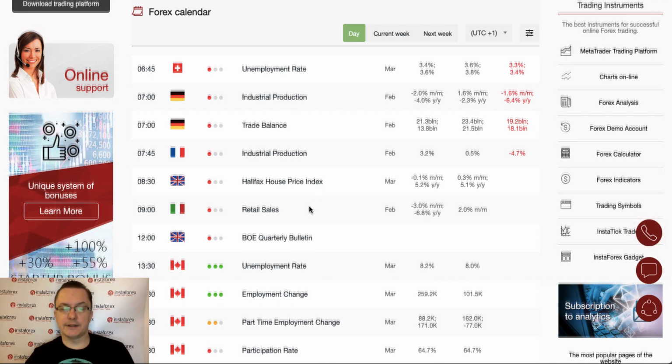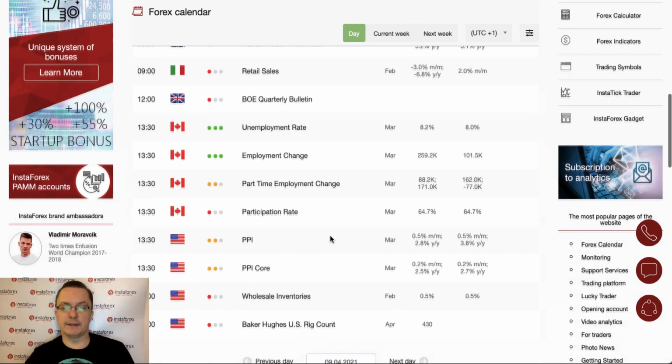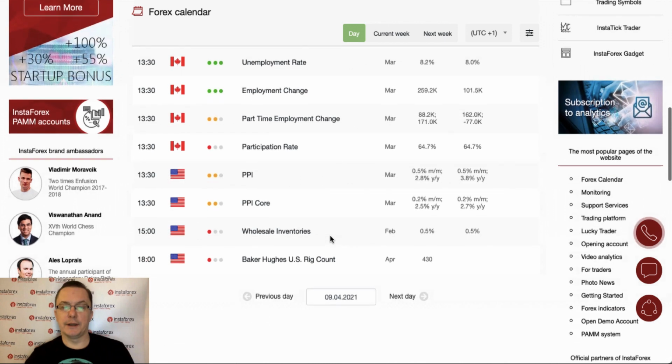During the London session, there is some data scheduled for release, but it is not very interesting for market participants. It will not have much impact on the prices. But during the New York session, we got unemployment rate and employment change data from Canada scheduled for release at 1:30. As you can see, the unemployment rate is expected to decrease from 9.2% to 8%. So very interesting data here.